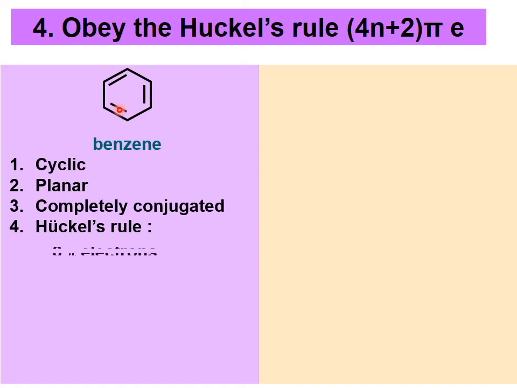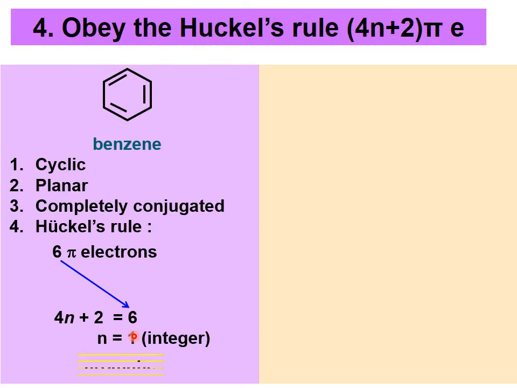So we can say 4n plus 2 is equal to 6 pi electrons, so we can find the n. If n is not an integer, or not a whole number, it means that it is not an aromatic compound. For our benzene ring, we get n equal to 1. So it means that there is one benzene ring in the structure.